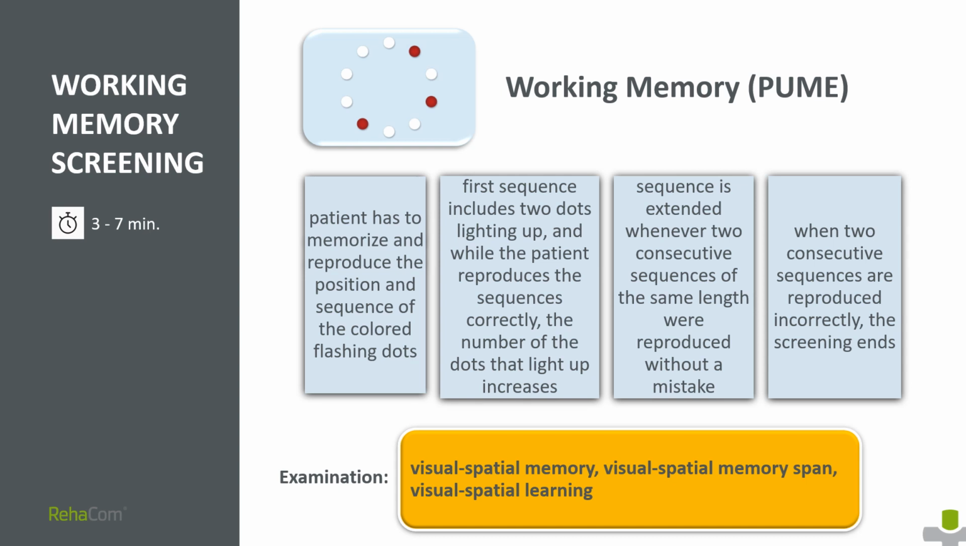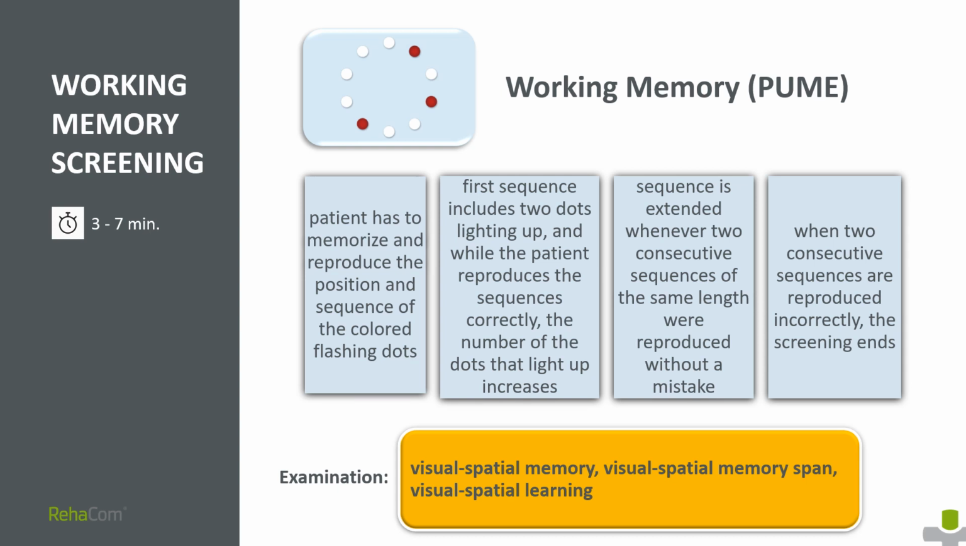If the patient selects a sequence of dots correctly, the number of dots increases in the next sequence. In this case, the program is adaptive, adjusting the difficulty according to the patient's performance. If the patient makes a mistake, the level of difficulty is reduced. The screening ends after the patient incorrectly reproduces 2 consecutive sequences or after a maximal duration of 7 minutes.